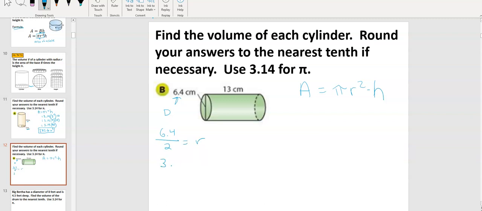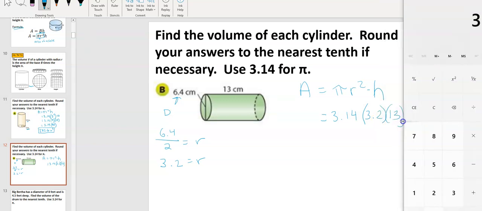So my radius is 3.2. Okay, so now I'm going to fill in my equation. I'm going to do 3.14 times 3.2 times 13. Okay, and I'm going to just do that on my calculator. Okay, so let me get us there.